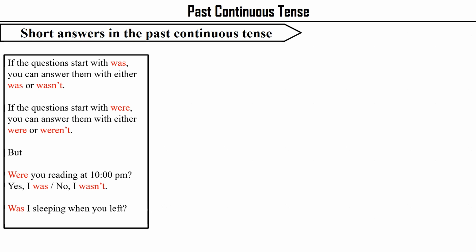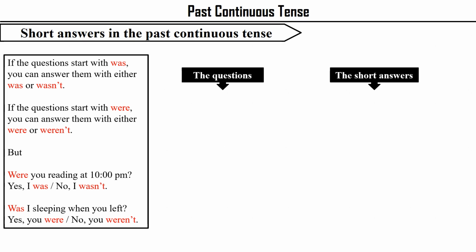Or was I sleeping when you left? Yes, you were. No, you weren't. The subject changed, we change the helping verb. Yes, you were. No, you weren't. We change the helping verb according to the subject, according to the pronoun. Okay, let's look at some more examples. The questions and the short answers.